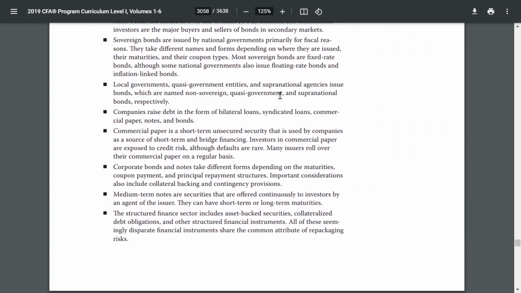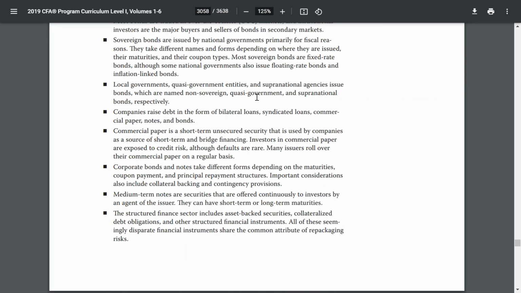Sovereign bonds are issued by national governments primarily for fiscal reasons. They take different names and forms depending on where they are issued, their maturities, and their coupon type. Most sovereign bonds are fixed rate bonds, although some national governments also issue floating rate bonds and inflation-linked bonds. Local governments, quasi-government entities, and supranational agencies issue bonds which are named non-sovereign, quasi-government, and supranational bonds, respectively.